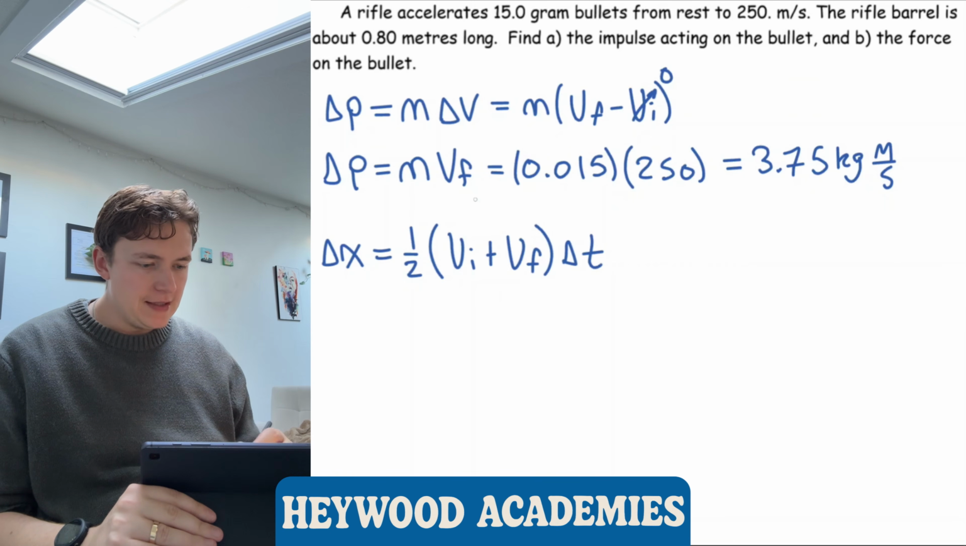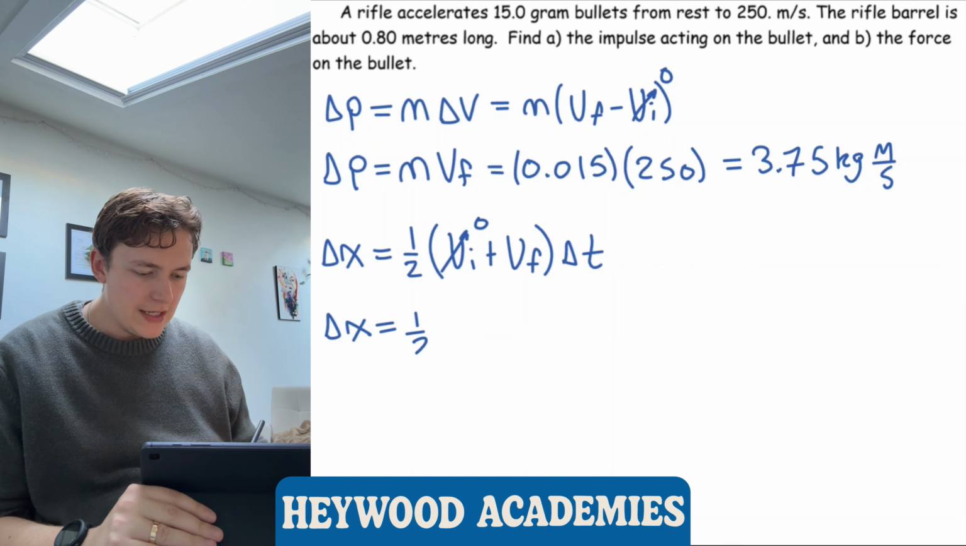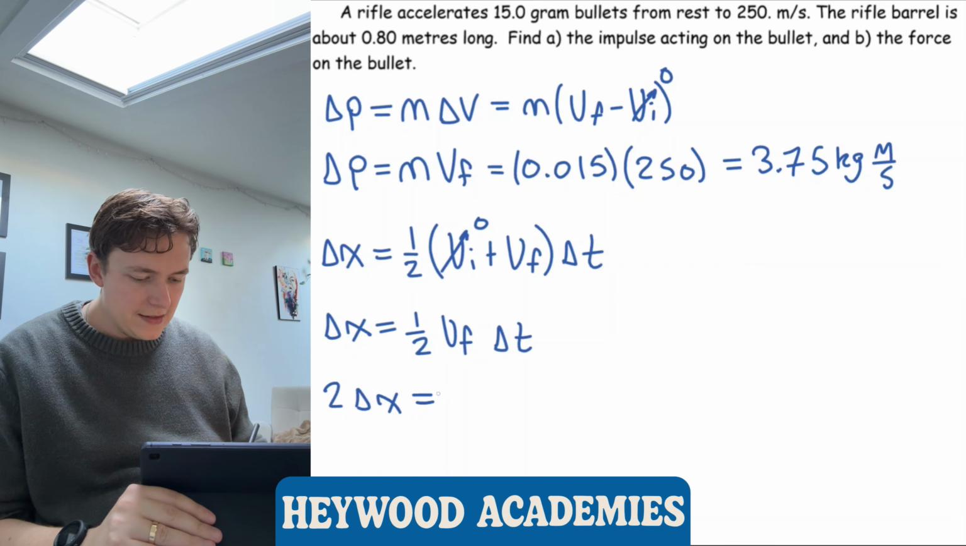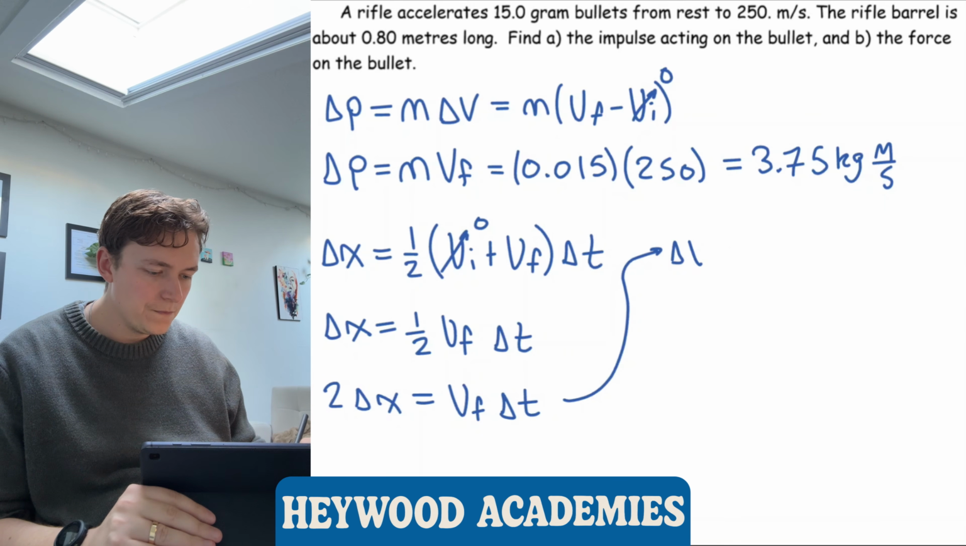Then we also know that it starts from rest, so that initial is 0, and then we can use this to solve for delta t. So delta x is equal to 1/2 v final delta t. Now to bring this over to the other side, we can either divide by 1/2 or we can multiply both sides by 2. If we multiply by 2, 2 times 1/2 will cancel out. So we'll get 2 times delta x is equal to v final delta t, and then we can rearrange that to get our delta t. So it'll be 2 times delta x over v final.